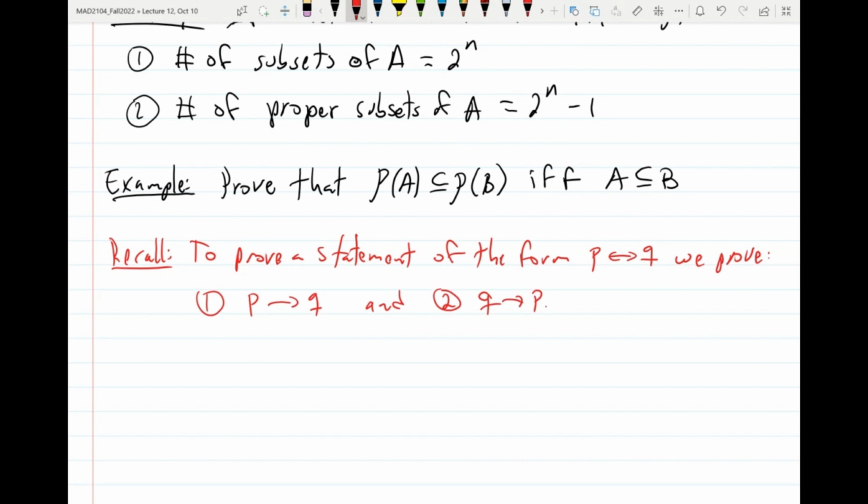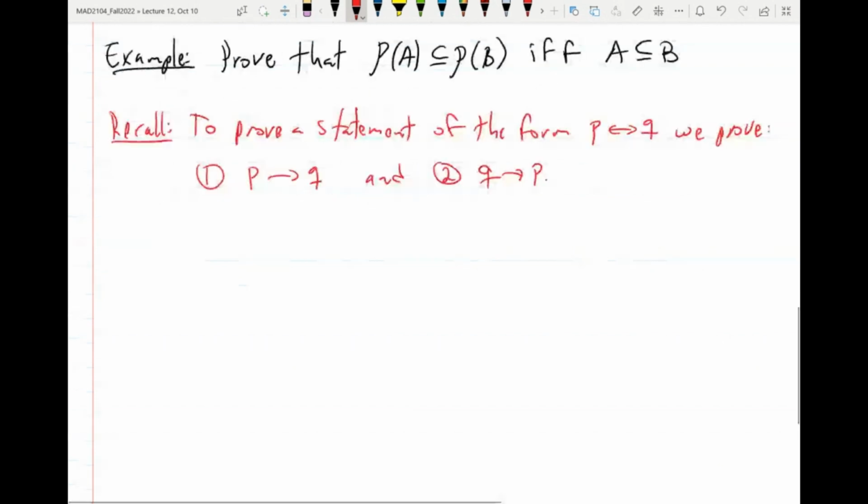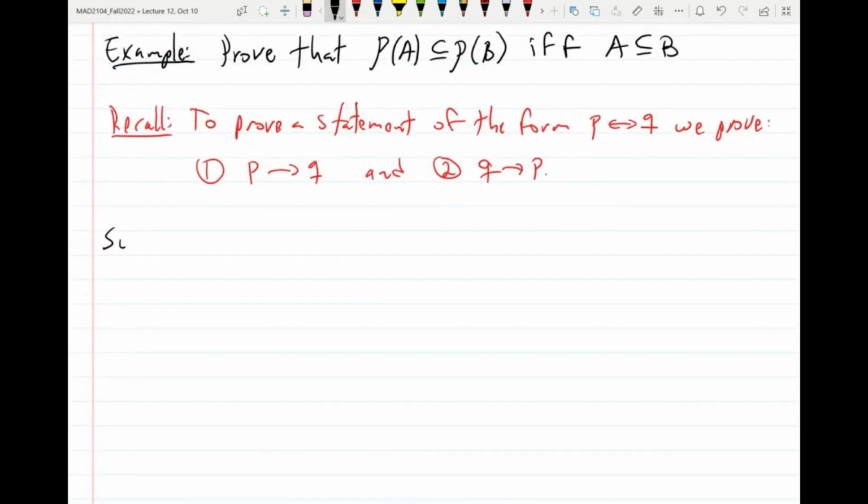Okay? So in other words, this proof is going to have 2 parts. First, we need to prove that if the power set of A is a subset of the power set of B, then that means that A has to be a subset of B. And then we're going to prove the other direction that says if A is a subset of B, then the power set of A is a subset of the power set of B. Okay? We got to prove those 2 statements. All right, so solution.